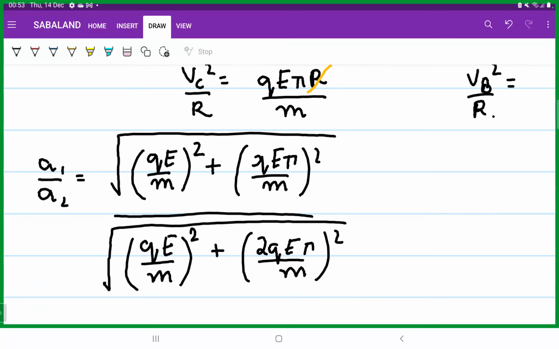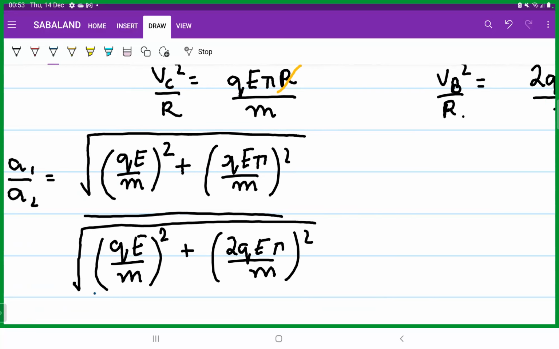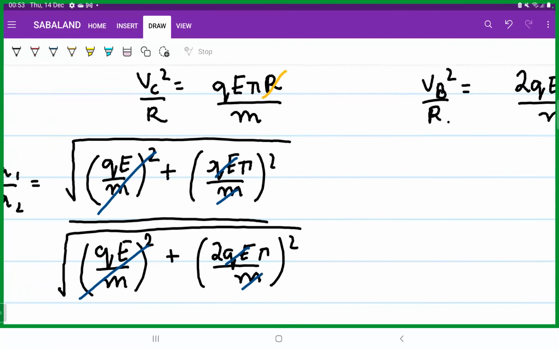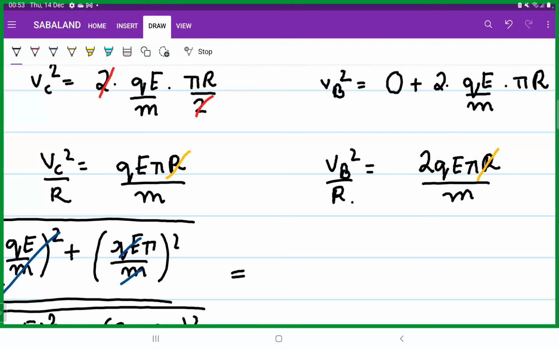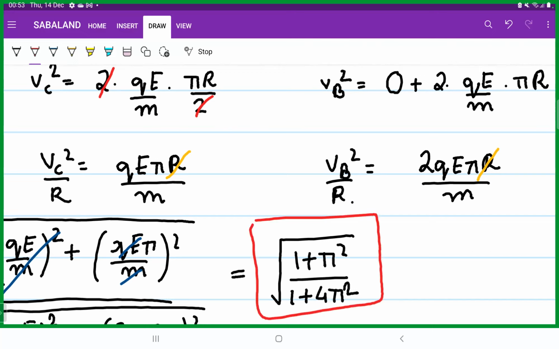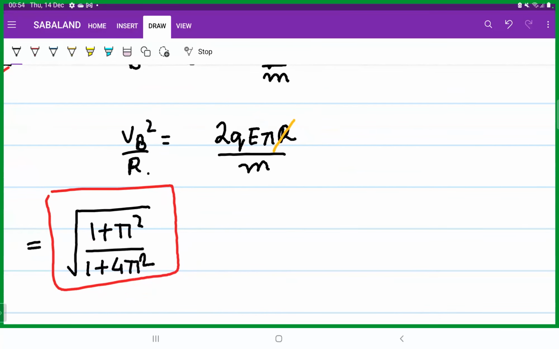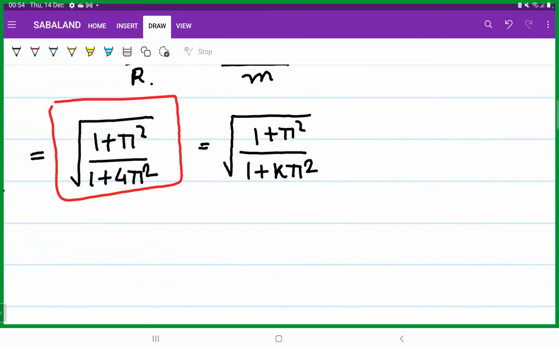So if we cancel qE by m from the numerator and the denominator, qE and m are cancelled. The answer to this will be root of 1 plus pi square over 1 plus 4 pi square. And we have been asked for the value of k. So in the question, we have to find the value of k for this particular expression, pi square by 1 plus k pi square. And you have your answer, right? The value of k is 4.